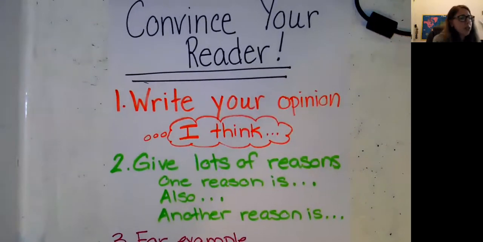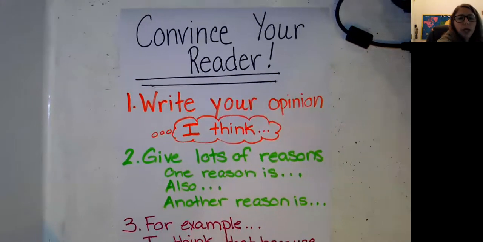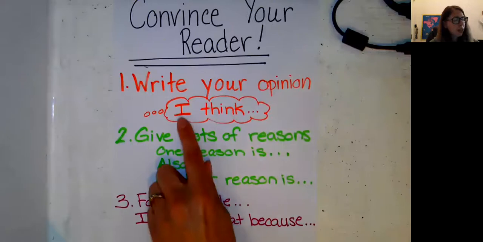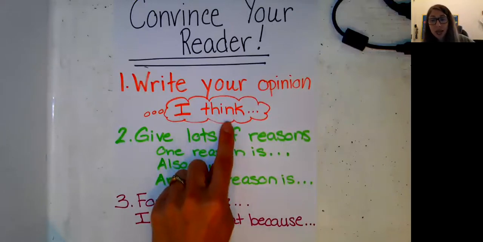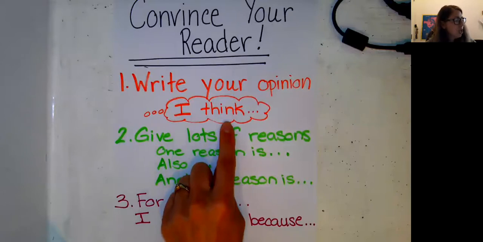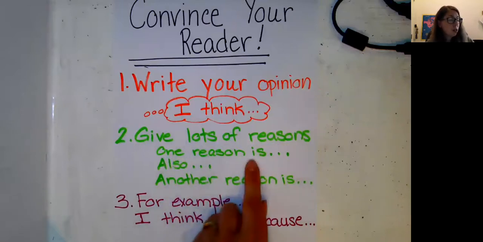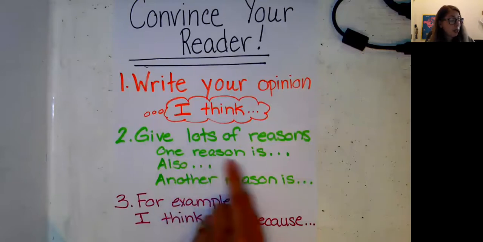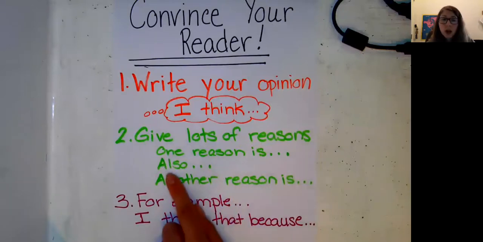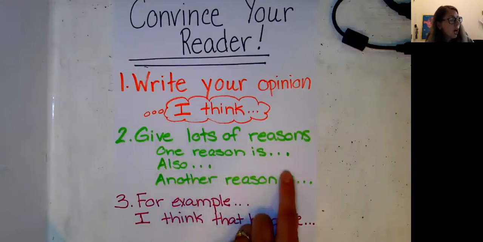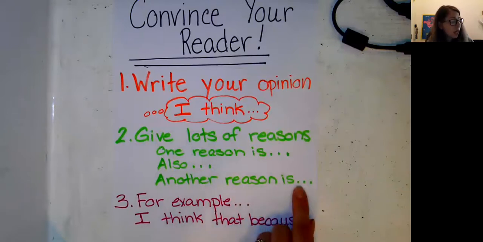When we're trying to convince our readers, what we're doing is we're writing our opinion. So first, we're going to start with the words I think. I think the giraffe is best because it has two faces. We're going to give lots of reasons why we think the thing that we've chosen is best. For my giraffe, I might say one reason is that my giraffe has two faces. Also, my giraffe is holding a plant in his hand. He has something extra for me to play with. Another reason he is best is because he has bright colors and an orange pattern.